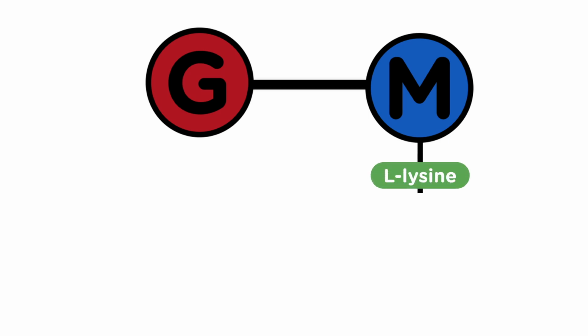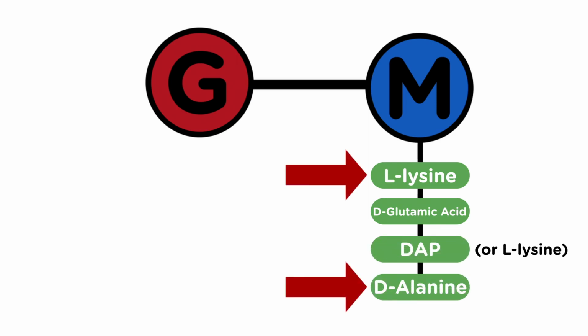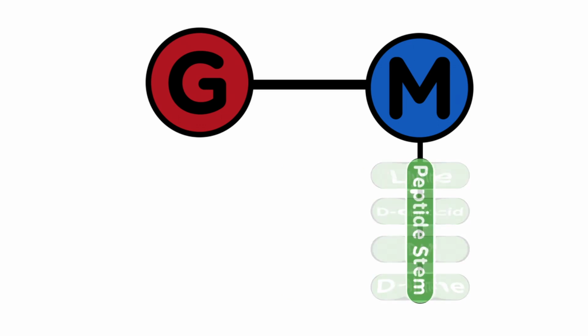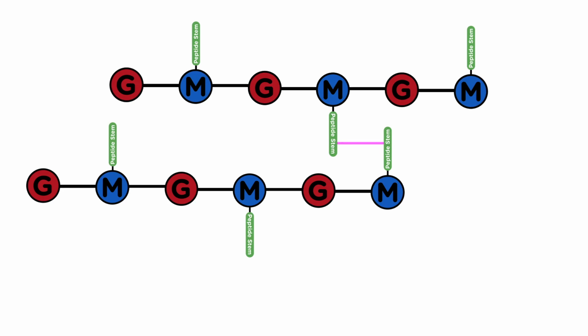They are L-alanine, D-glutamic acid, diaminopimelic acid or L-lysine, and D-alanine. Notice how both D and L isomer amino acids are involved in the peptide chain. Almost all amino acids found in life are L isomers, but this is one of the few places where D isomers are also found. Together, these amino acids form a peptide stem. The peptide stem of one NAM molecule will bond with the peptide stem of another NAM molecule, creating a cross-linking peptide chain, which allows for multiple layers of peptidoglycan to stack on top of each other.